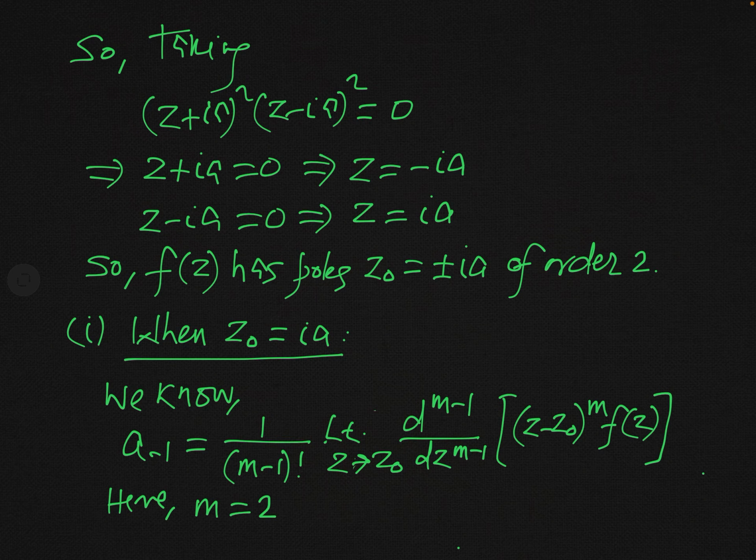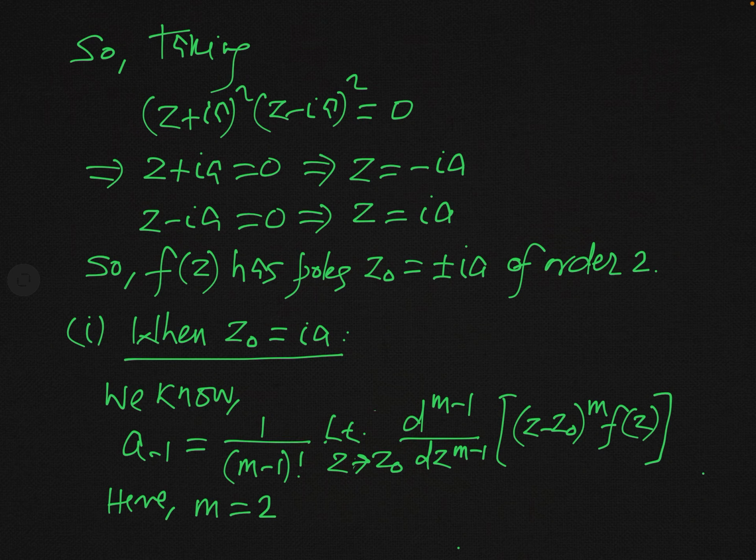And as the power on the factor determining the poles of this function is 2, this power denotes the order of the pole. So these poles are of second order. Thus the given function f of z has two poles, z naught equal to plus ia and z naught equal to minus ia, and the order of the pole is 2. Since the order of the pole is 2, we can apply the formula to find the residues which we have learnt in the previous lecture.